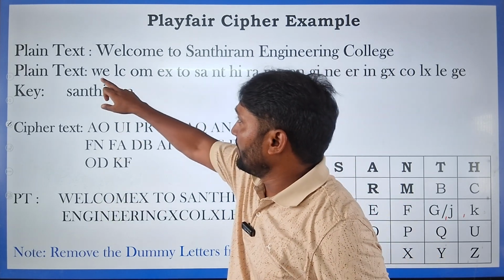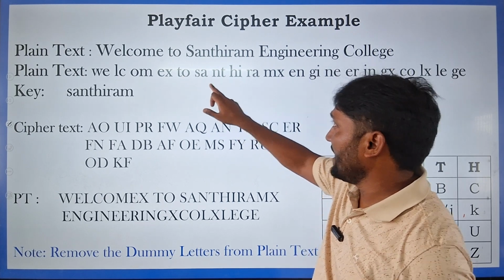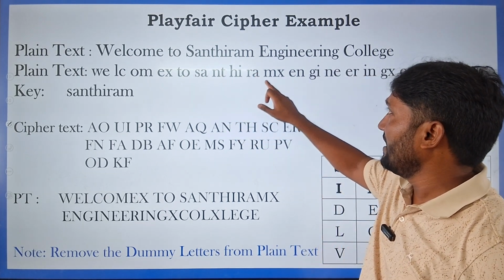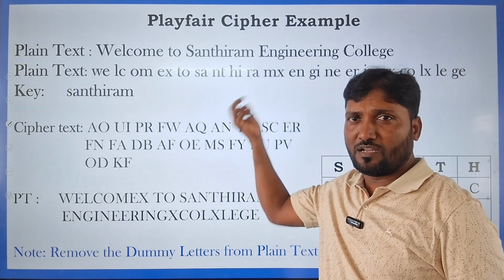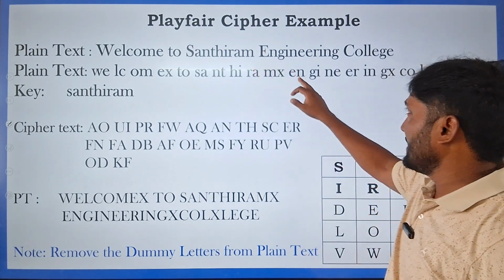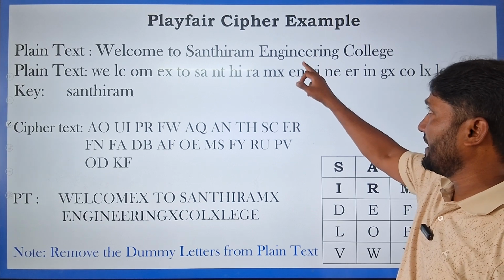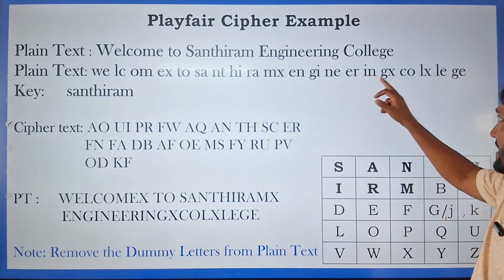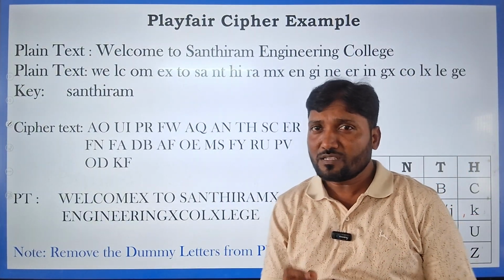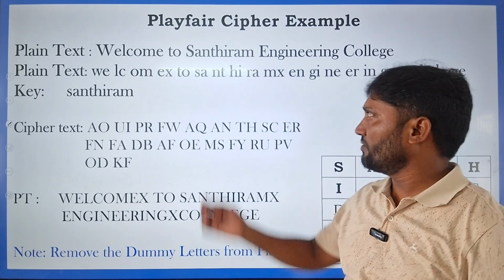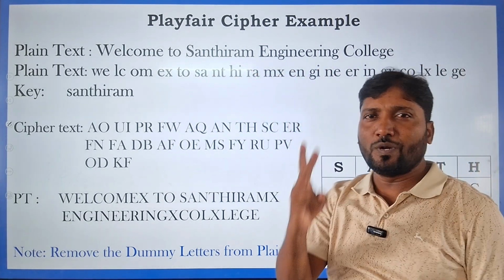That is called WLCOMEXTOSANTHIRAMEX, in which we now cover what a dummy letter is. That is called ENGINEER. That means we are going to separate the two common letters, I N G X. If the plain text letters can be paired without any space, no problem. If there is any space, then you can fill in the dummy letter X, just like we are going to separate two letters at a time.